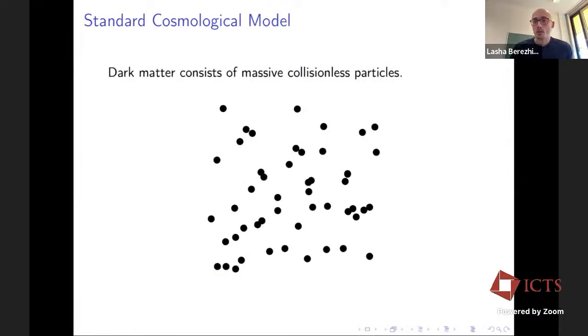And in the standard cosmological model, again, as we all know, dark matter is introduced as a collection of collisionless particles. And it is fascinating that these properties alone, just having an additional component of collisionless massive particles, is sufficient to fit various observations on different scales with remarkable precision.